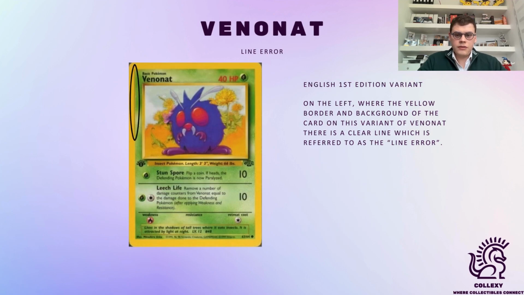Last but not least, we have the Venonat error, which is also referred to as the line error. This is a variant that follows the English first edition variant. And you can see on the left side, where the yellow border and the background of the card on this variant of Venonat, there is a clear line which is referred to as the line error. This only appears on the first edition variants in English.